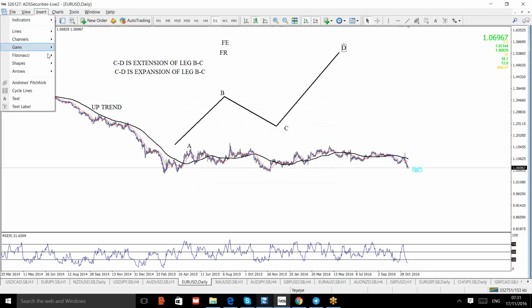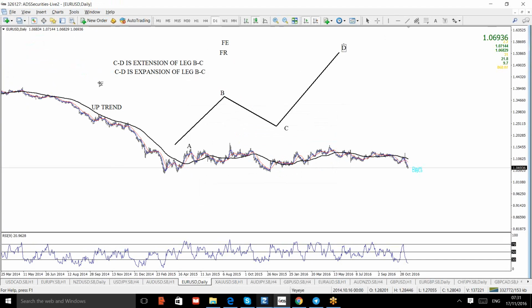Go to your Insert menu. You see Fibonacci is there. This is the retracement tool. You will also see fans, and you can use fans. I can teach you fans, but they're not very effective compared to the expansions. You see this expansion? In the MT4 platform you'll see the word expansion, and that's what you need to take out. Everybody understand?